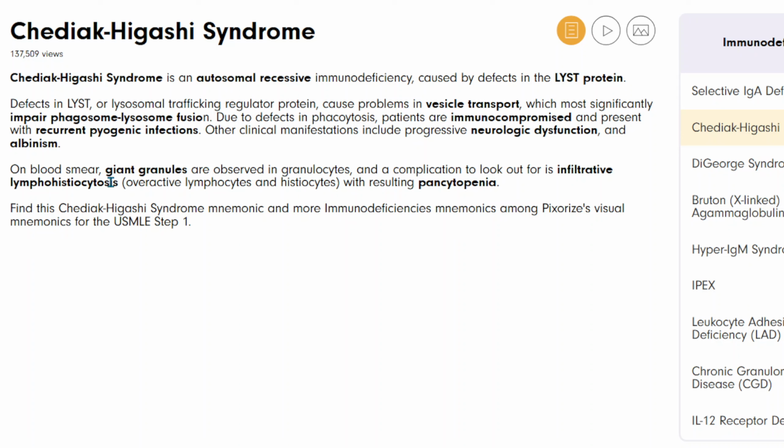On blood smear, giant granules are observed in granulocytes, and a complication to look out for is hemophagocytic lymphohistiocytosis. It is overactive lymphocytes and histiocytes, resulting in pancytopenia.